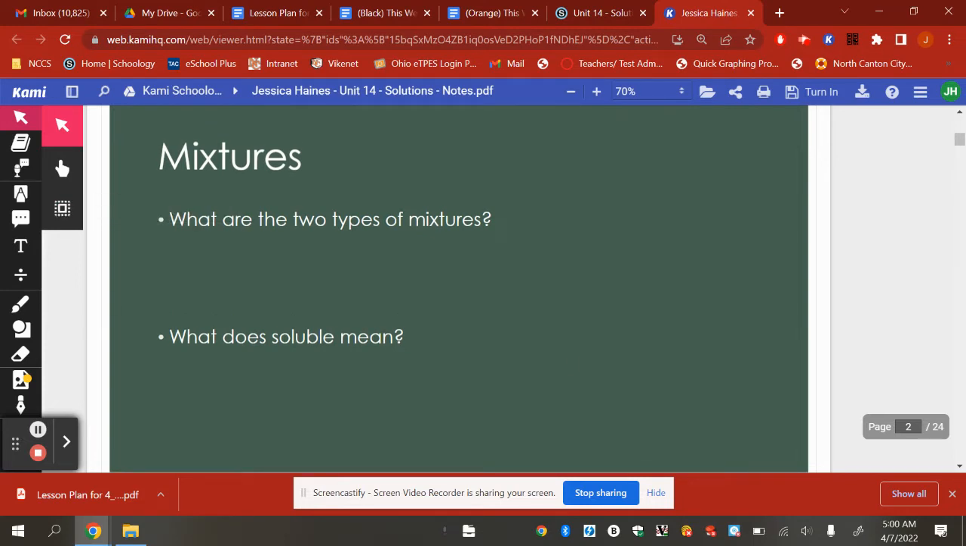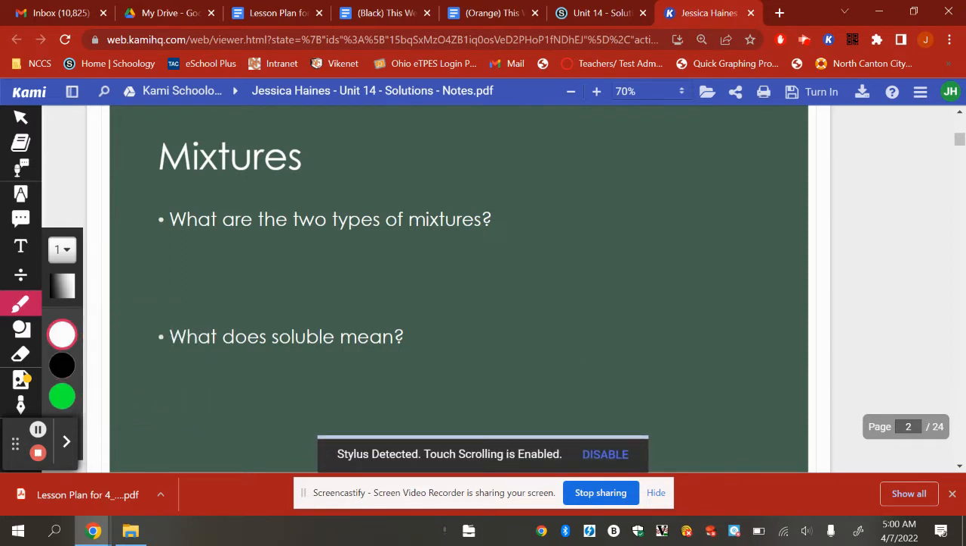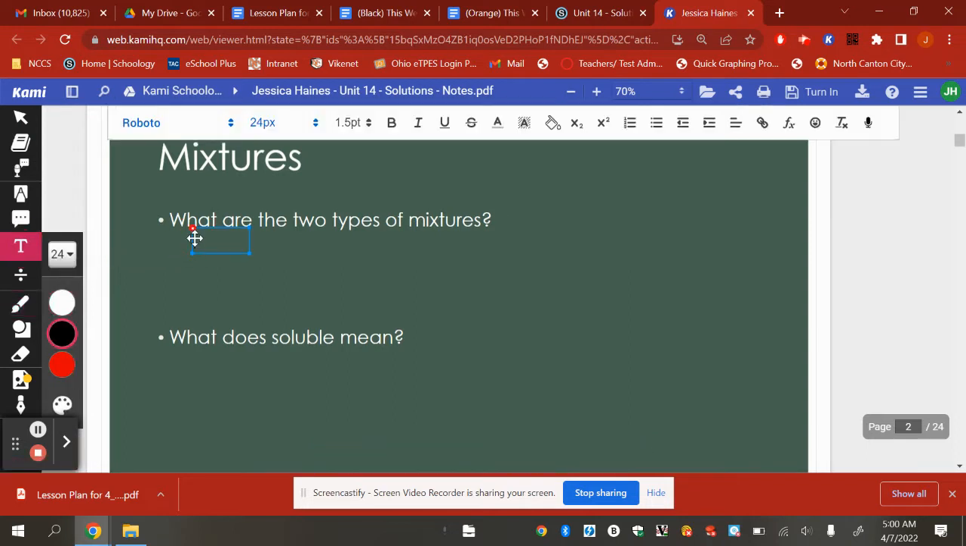When we're dealing with mixtures, there are 2 types of mixtures we know about. We learned about this before. There's homogeneous mixtures and heterogeneous mixtures. Remember, homogeneous mixtures are the same throughout. You can't tell a difference whenever you see homogeneous mixtures, and then heterogeneous mixtures are different throughout.